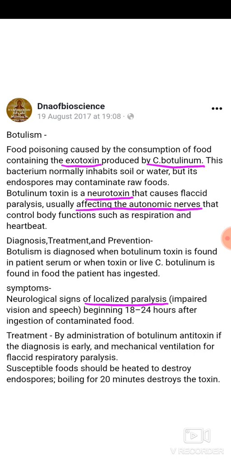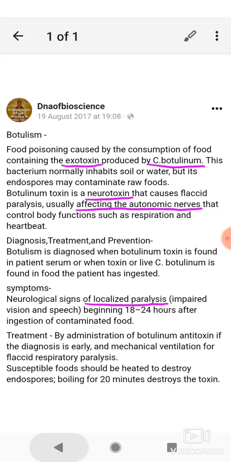So there may be a requirement for mechanical ventilation for the flaccid respiratory paralysis, and the susceptible food should be heated to destroy the endospores. Boiling for 20 minutes can destroy the toxin.